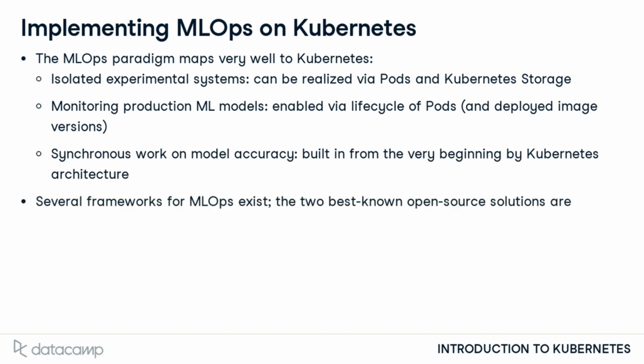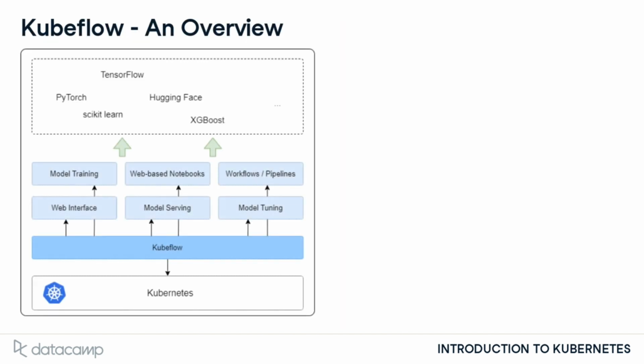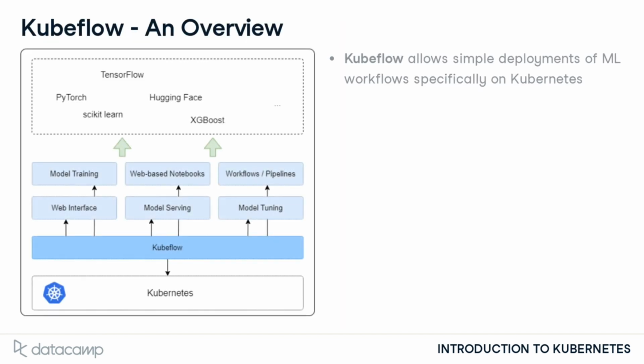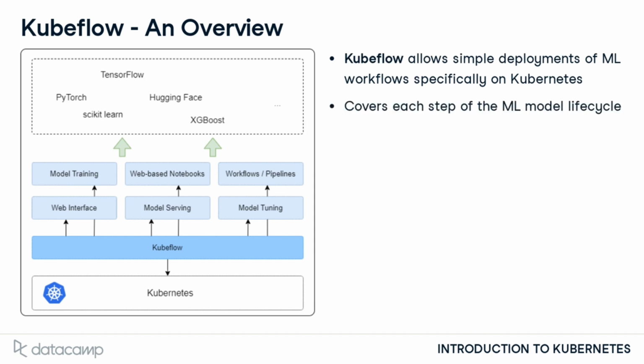For MLOps on Kubernetes, several frameworks exist. The two best-known open source solutions are MLflow and Kubeflow. Let us have an overview of Kubeflow here. Kubeflow is dedicated to making the deployment of ML workflows on Kubernetes very simple. It covers each step of the ML model lifecycle. For example, data gathering, data wrangling, model training and testing, and deployment, of course.